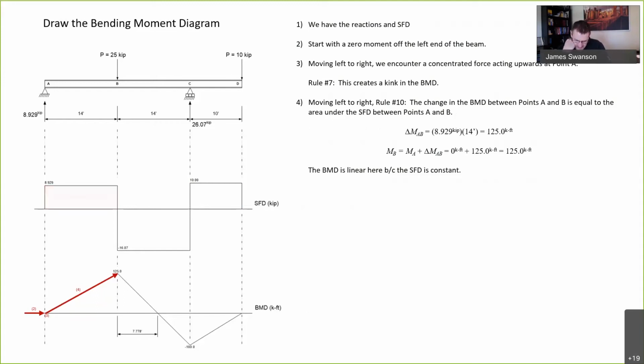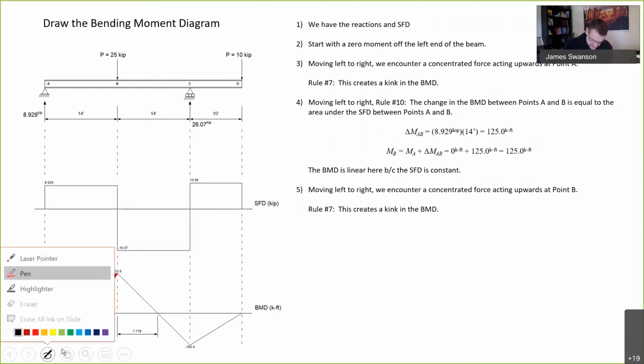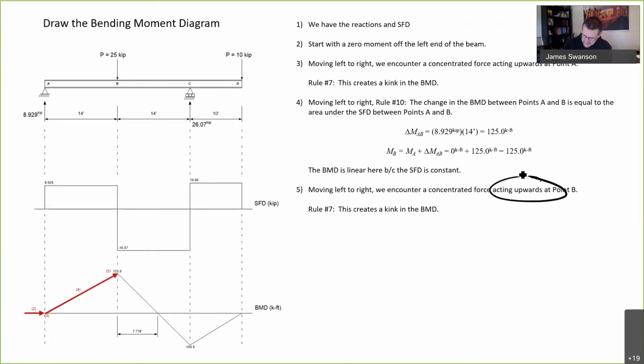All right, step number 5, moving left to right, we encounter a concentrated force acting upwards. It's actually downwards. I wonder how many times I've made that mistake. Concentrated force acting downwards at point B. And I'll circle that and go back and fix that after the fact. At point B, this creates a kink in the bending moment diagram.